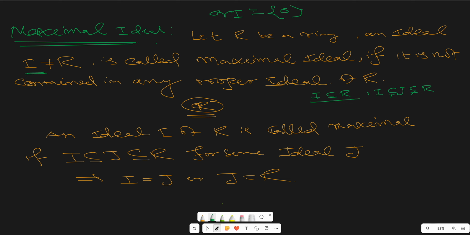That means I is the only proper ideal of R which is bigger than itself. There should not be any ideal between I and R in the sense of cardinality or size. I is maximal if there is no ideal between I and R in the sense of size. That means I should not be contained inside J. So this is the definition of a maximal ideal.